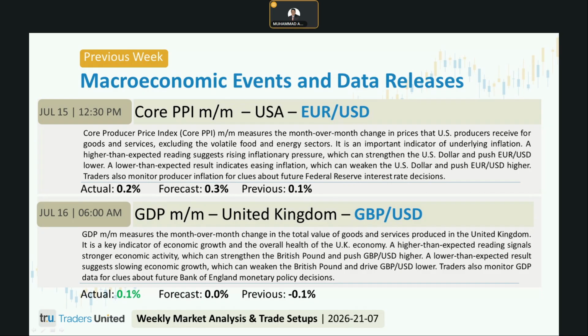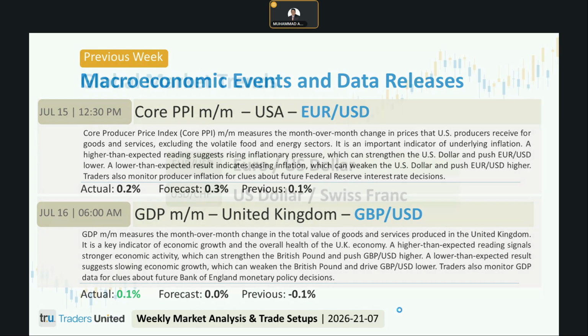The final key takeaway is that UK GDP rose 0.1%, exceeding the market forecast of 0.0% and reversing the previous minus 0.1% decline. The stronger than expected economic growth strengthened the British pound and pushed GBP/USD higher as forex traders increased confidence in the UK economy and the Bank of England's policy outlook.